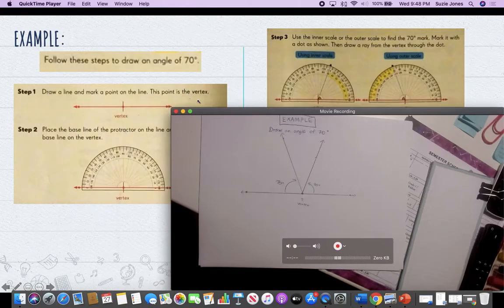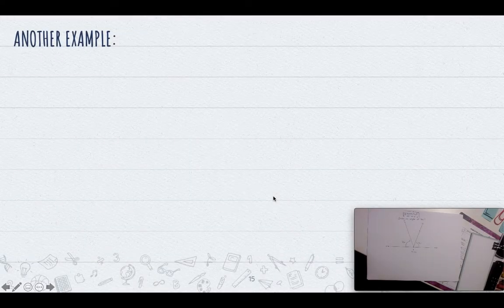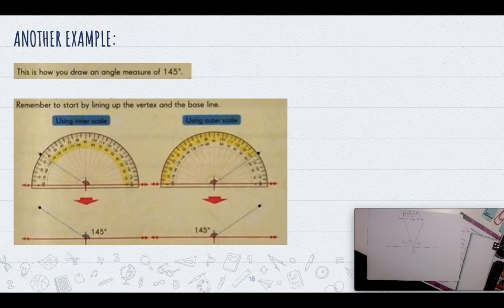So that's how we drew an acute angle. Now let's look at another example. In this example, we're going to draw an angle measure of 145. What type of angle is that? Is that an acute, an obtuse, or a right? Well, 145 is larger than 90, but less than 180, so it's an obtuse angle. And we're going to use our inner scale and outer scale to draw our obtuse angle.